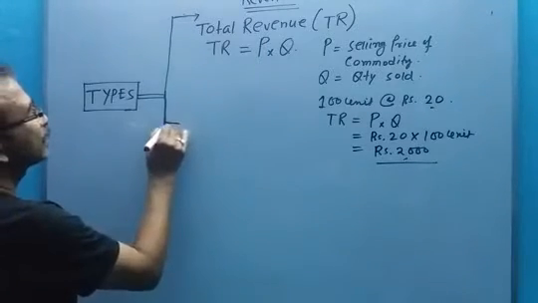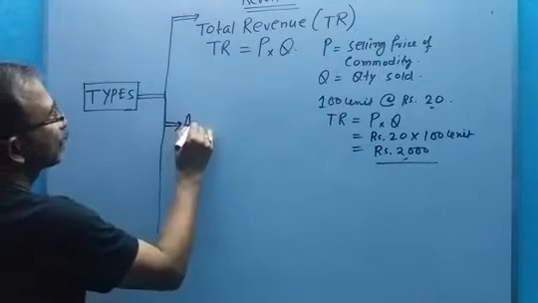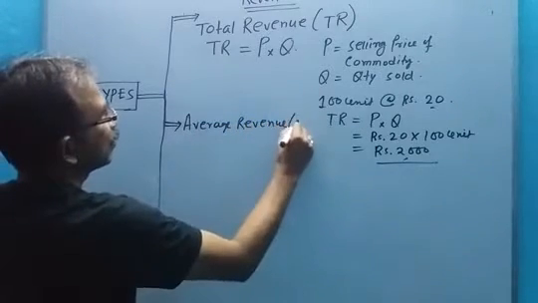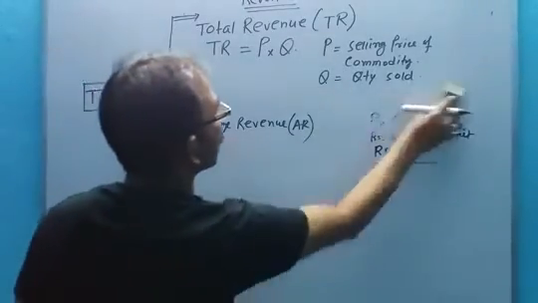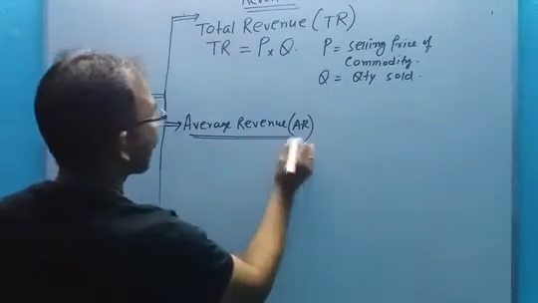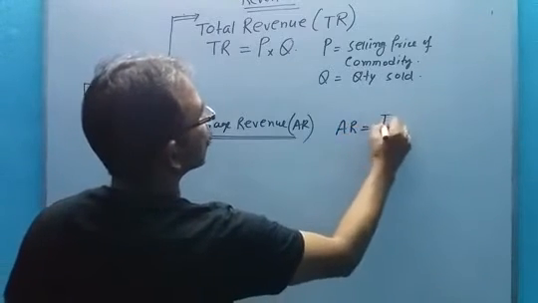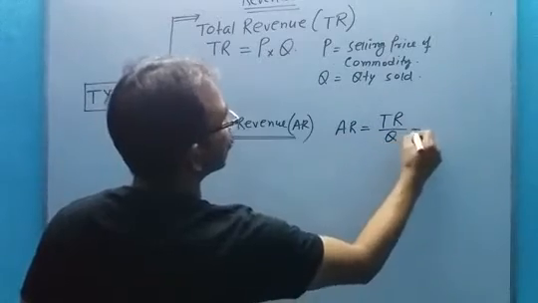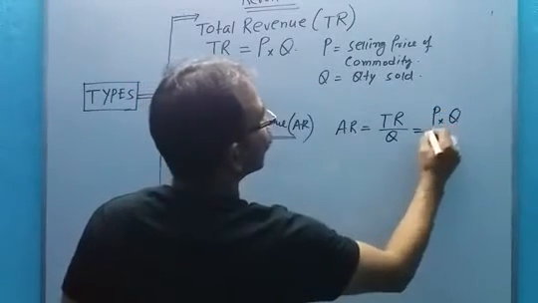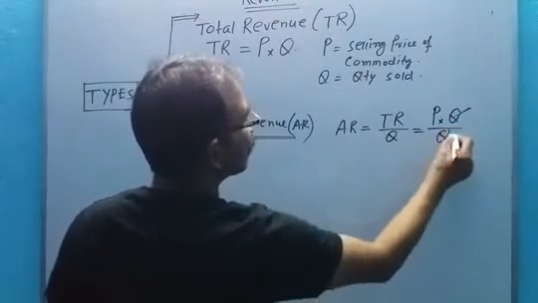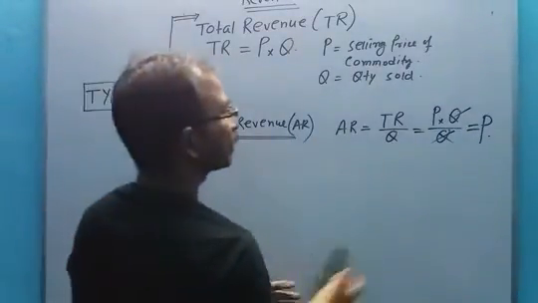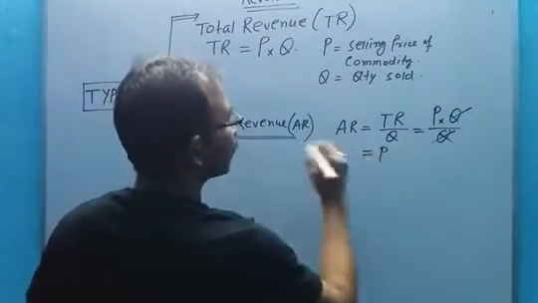Now the second concept is average revenue. Symbolically we can write it as AR. What is AR? AR is equal to TR by Q. What is TR? TR is equal to P into Q, divided by Q. If I cut Q, it comes to P. So AR is equal to P.